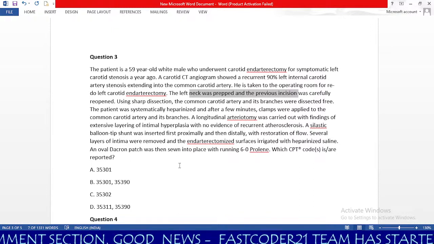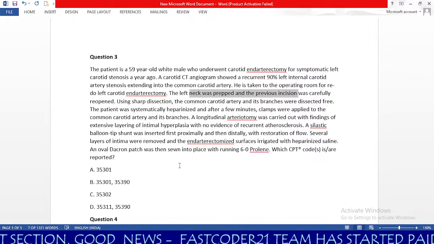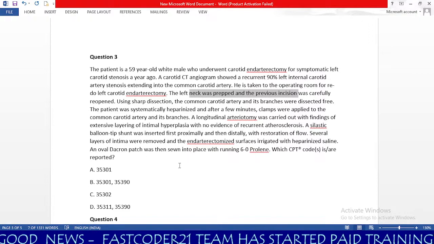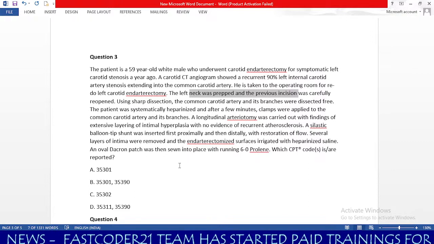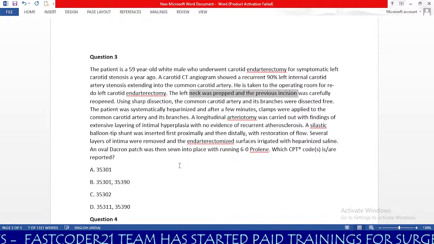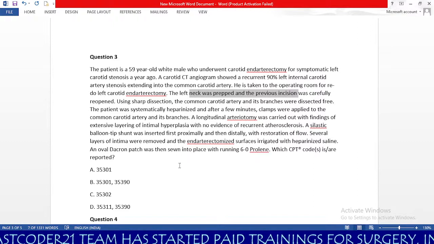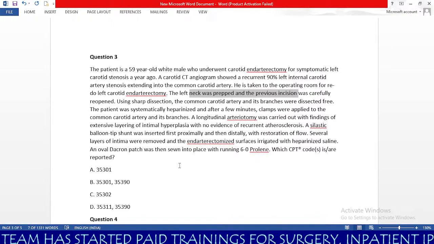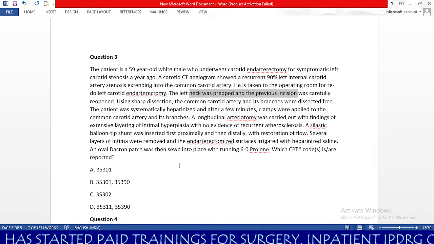So Anita, you need to check this one. Yeah, 35301 is correct only, but we need to append 35390 also, as 35390 is for repeat carotid endarterectomy, an add-on code. So we need to code that also.